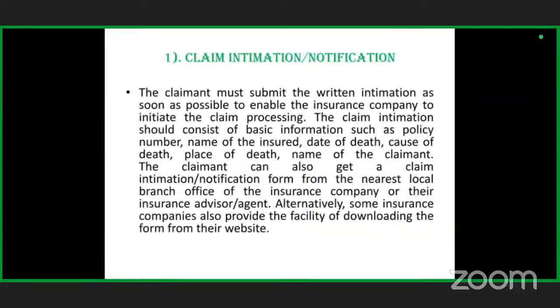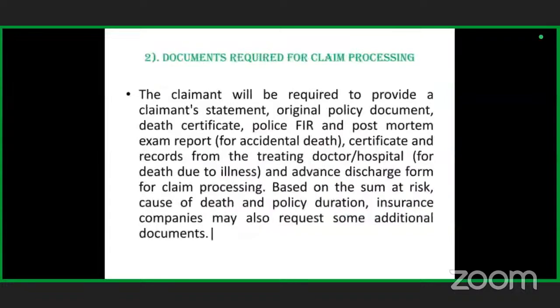Okay, the claimant can also get a claim intimation notification from the nearest local branch of the insurance company, or their insurance advisor or agent. Alternatively, some insurance companies also provide the facility for downloading the form from their website. So where you have to get the claim intimation, a standard copy of the claim intimation notification will be there. Either you get that copy from the nearest branch of the insurance company, or from the advisor or the agent, or you can download it from the website of that insurance company.